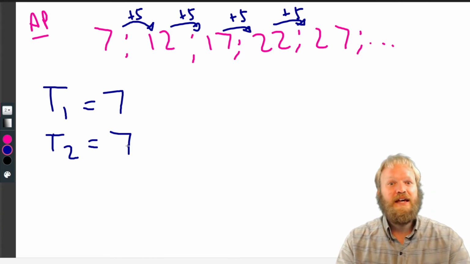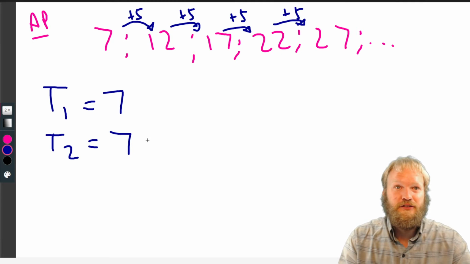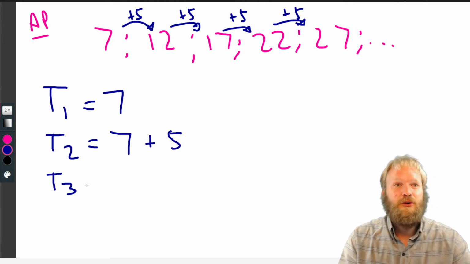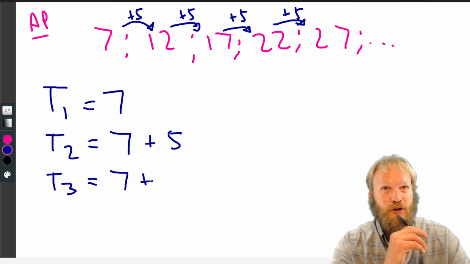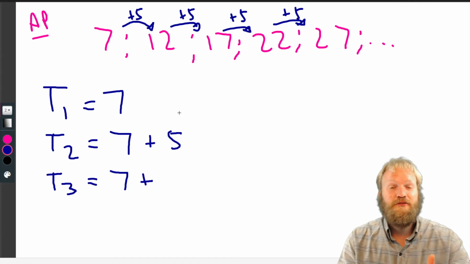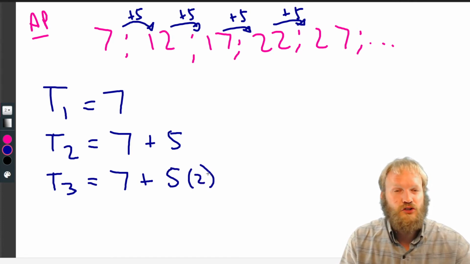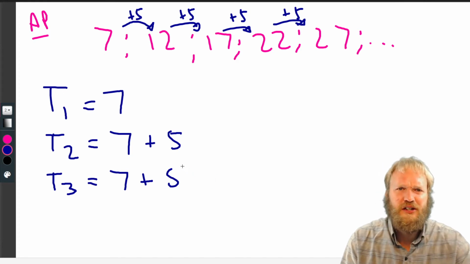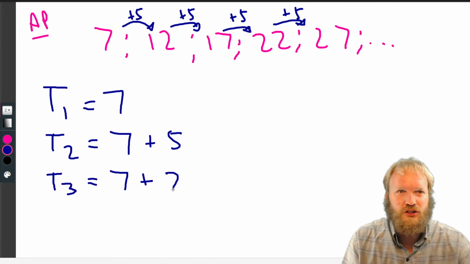Okay, T2. How do we get there from the first term? Well, we've just added 5. T3: how do we get to T3 from the first term? Well, we've jumped 5 twice, so we've added 2 fives. It's weird to write it that way around, so let's say we've got 2 of these 5s.